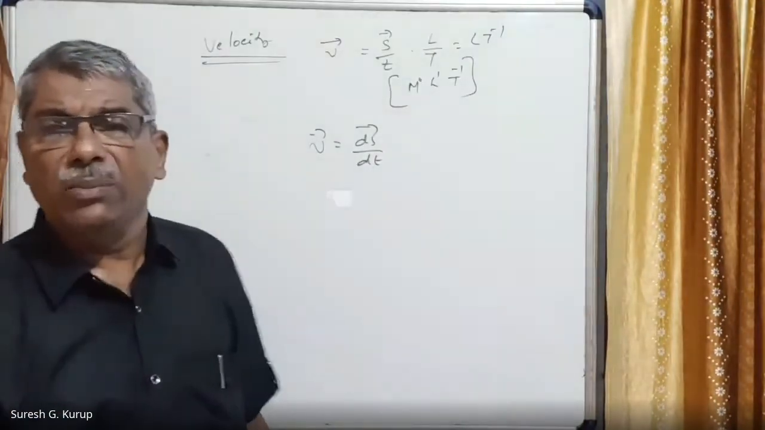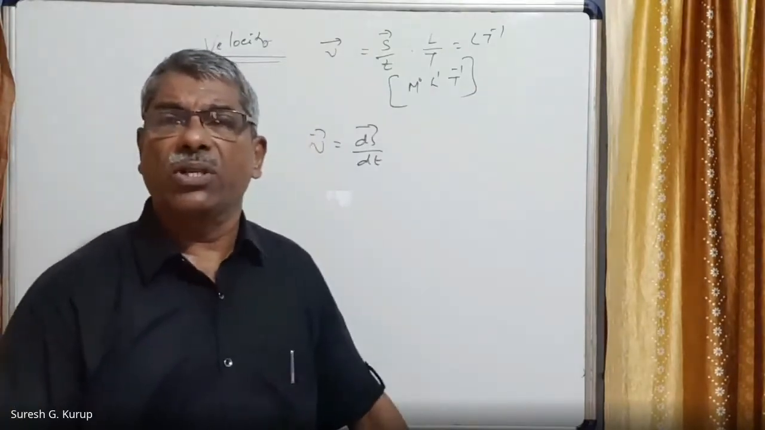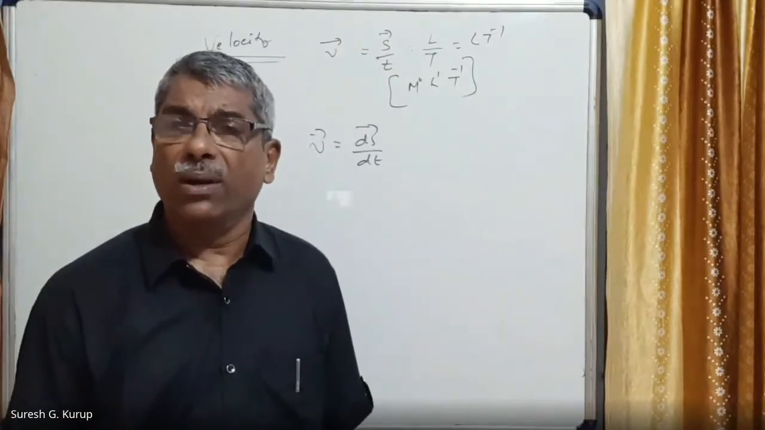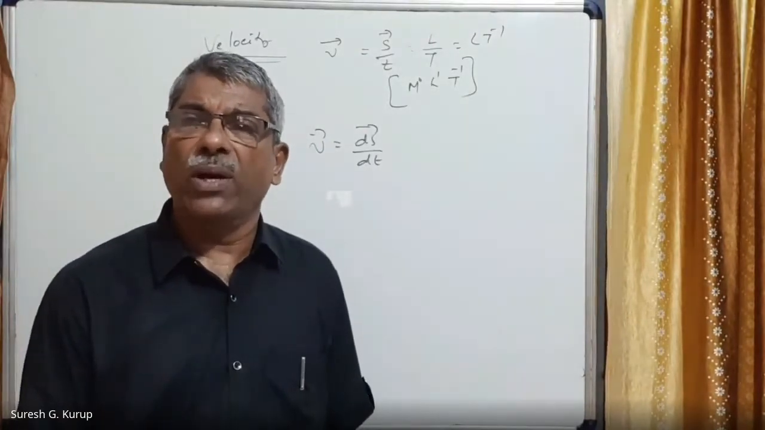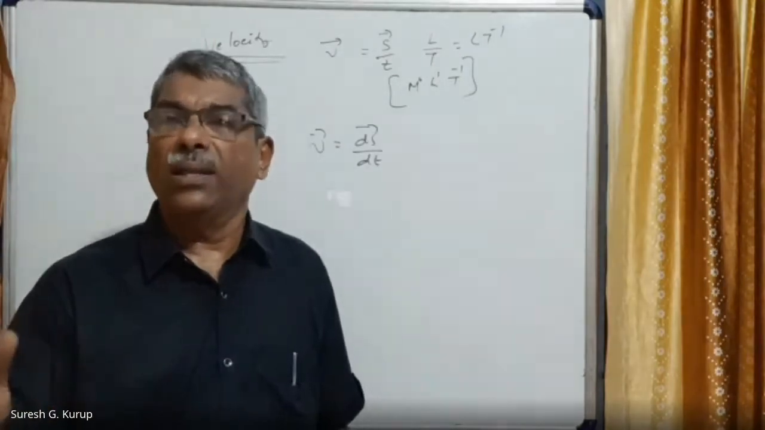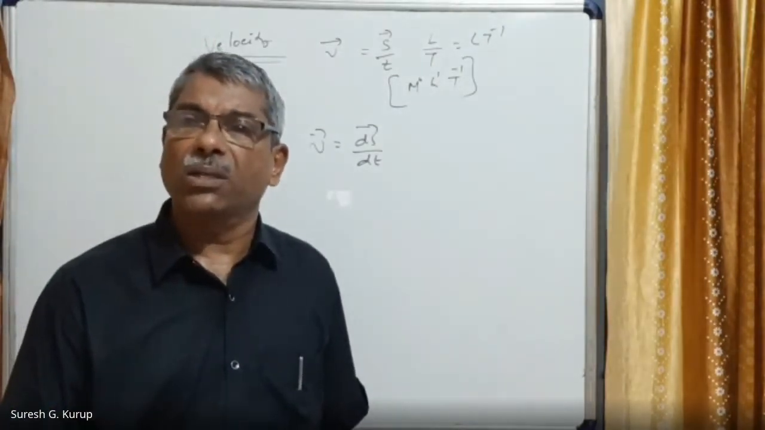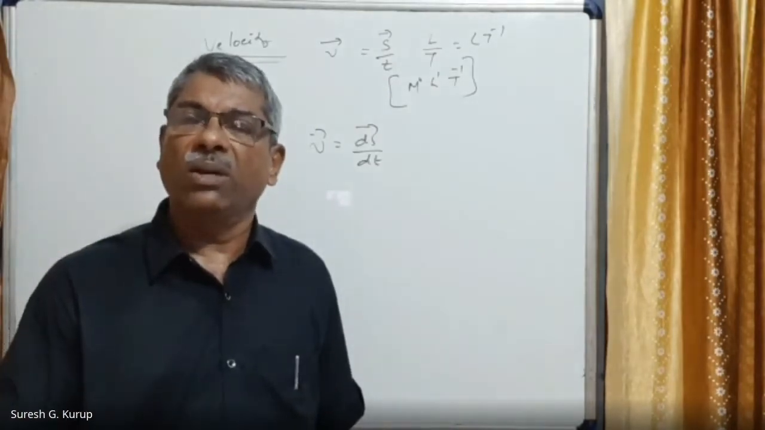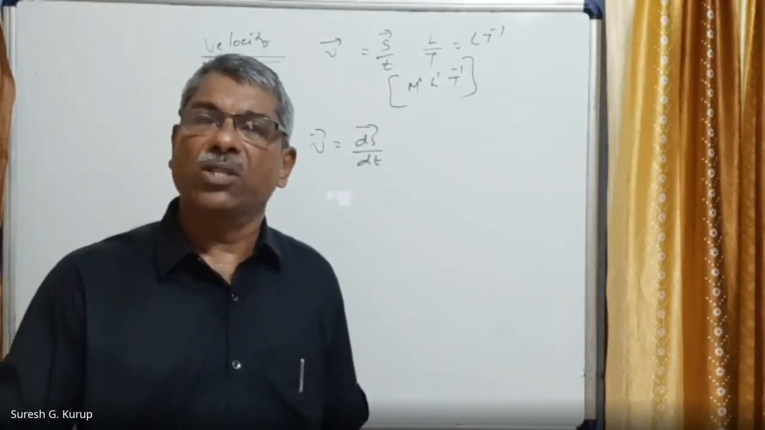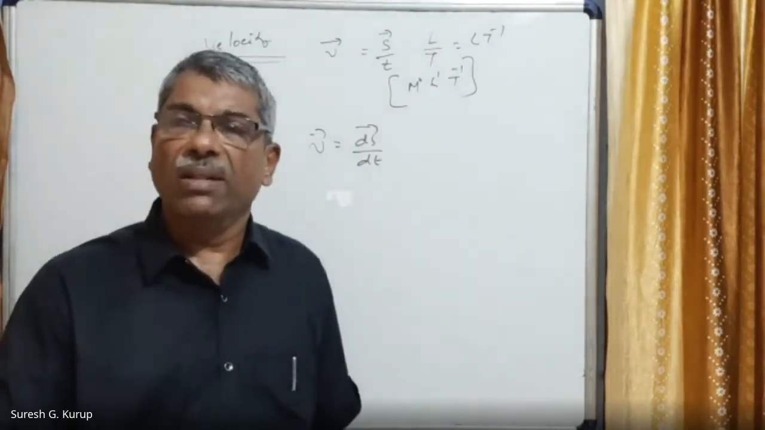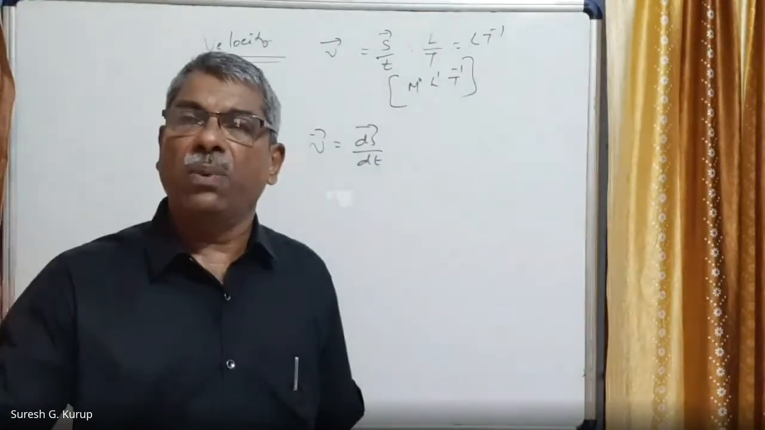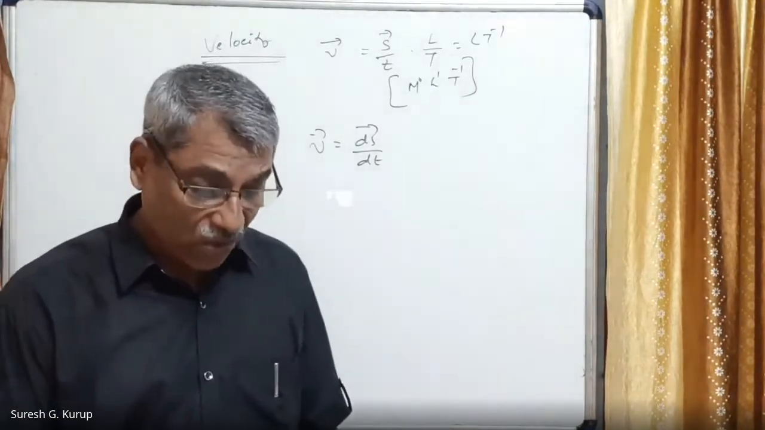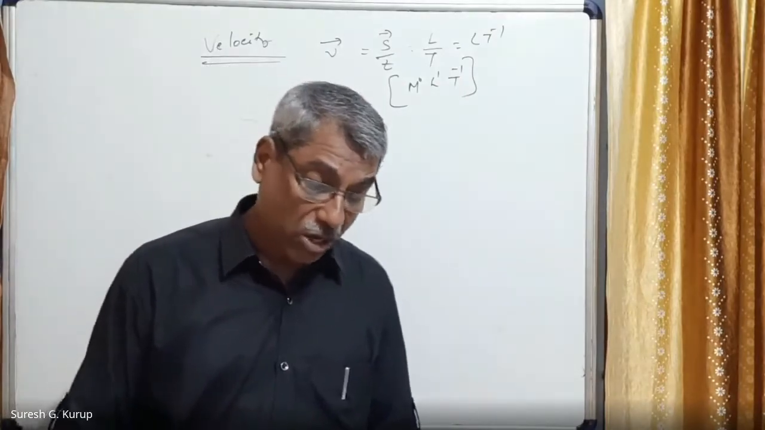And average velocity means the total displacement divided by total time. Suppose the body is moving with a constant velocity v1 for a time t1 seconds, and for another duration of time t2 seconds it is executing motion with velocity v2, and in a third interval of time it is executing its motion with a velocity v3. Then average velocity is obtained as v1 t1 plus v2 t2 plus v3 t3, the whole divided by t1 plus t2 plus t3, right?